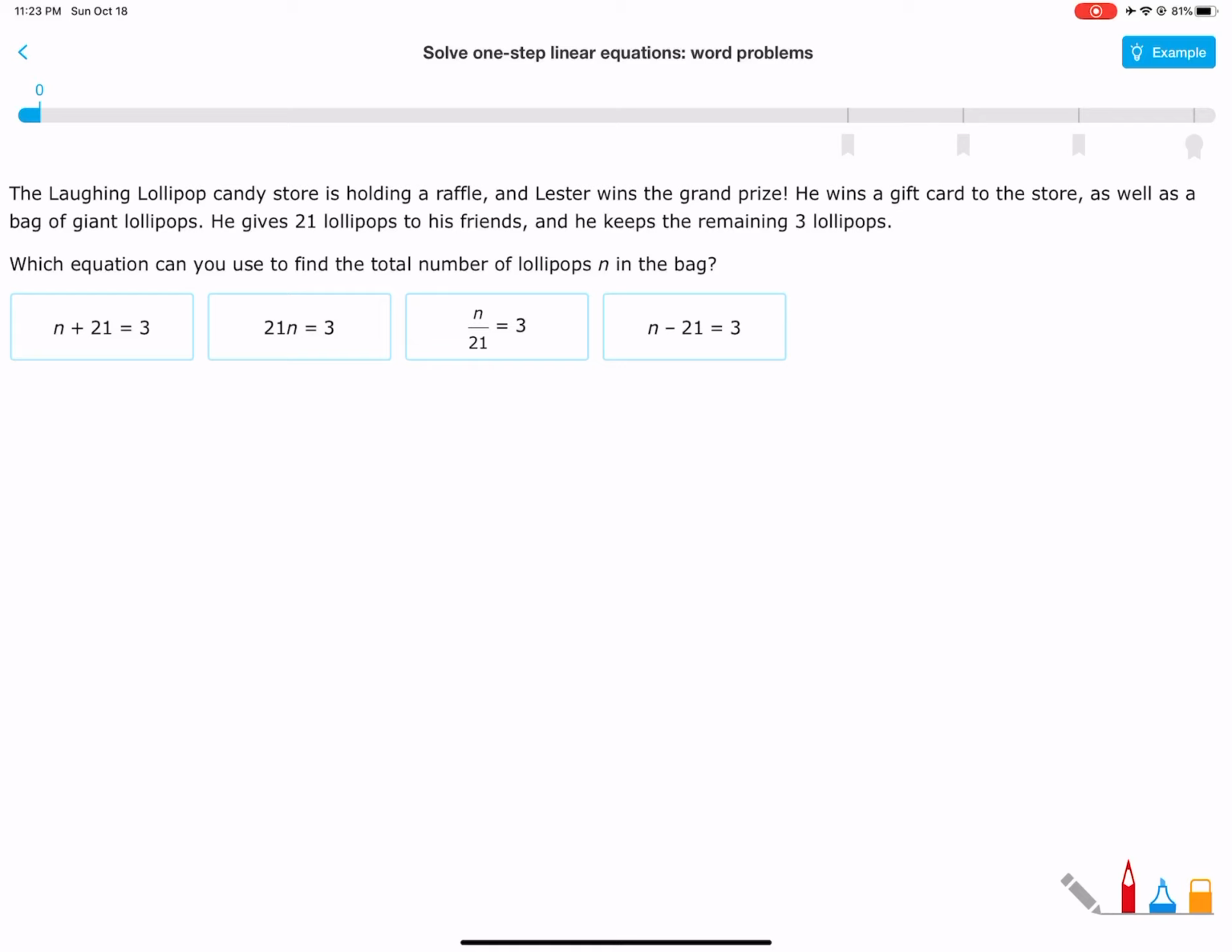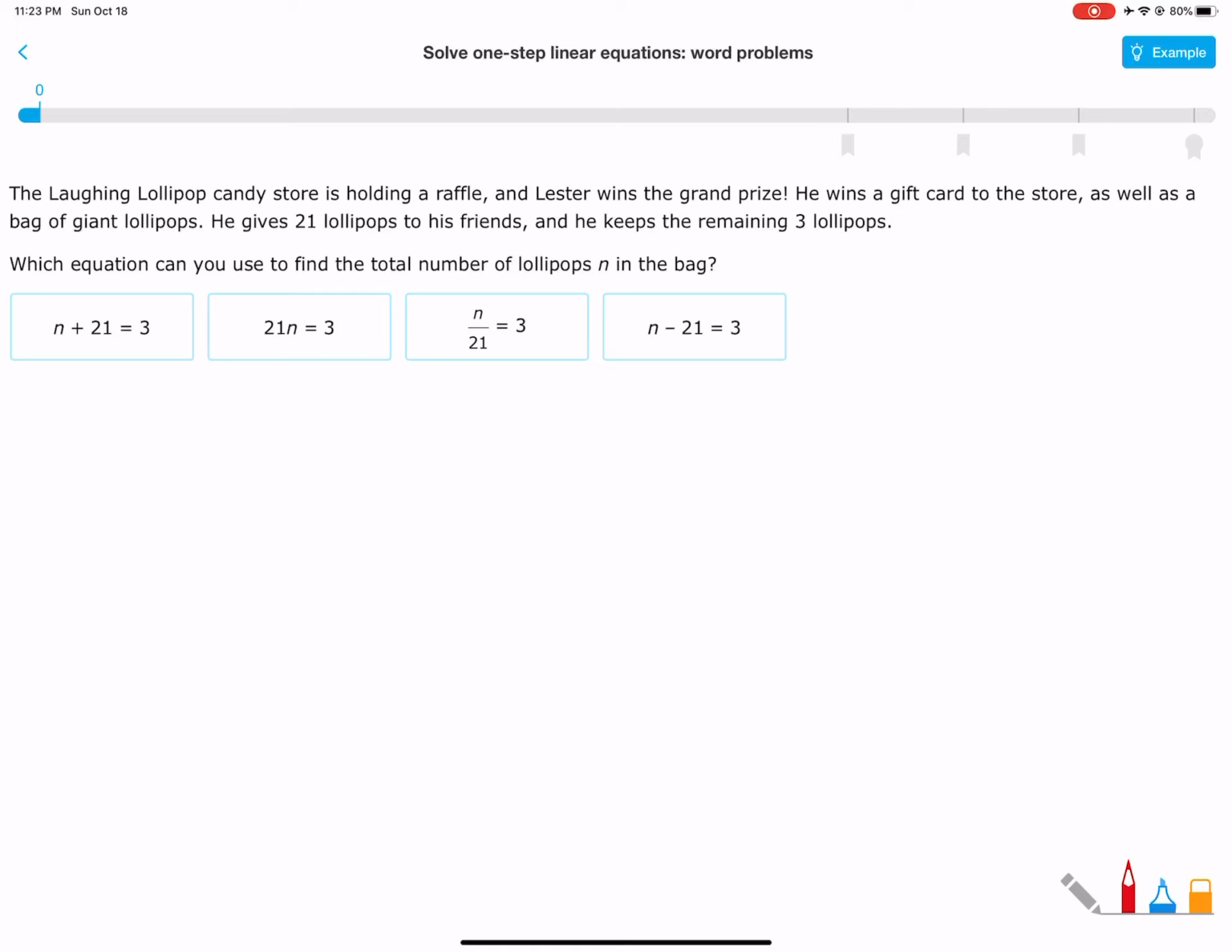So the Laughing Lollipop Candy Store is holding a raffle, and Lester wins the grand prize. He wins a gift card to a store, as well as a bag of giant lollipops. He gives 21 lollipops to his friend, and he keeps the remaining 3 lollipops. Which equation can you use to find the total number of lollipops, n, in the bag?